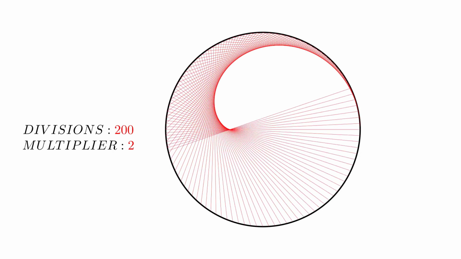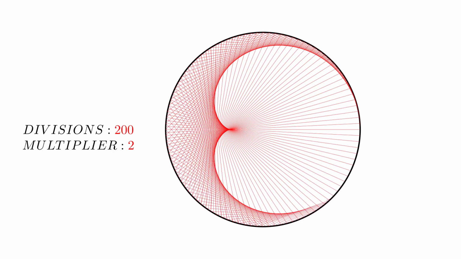In this video, we will use one circle and straight lines to create a cardioid shape. Let's start with a circle. We choose an arbitrary number to divide a circle into equal parts. Let's assume the number is 10.